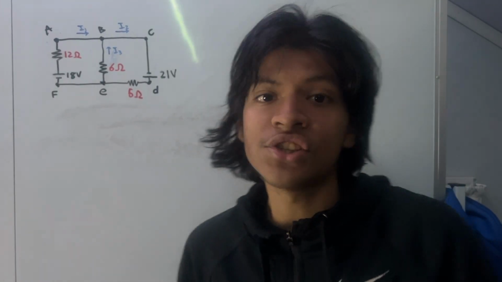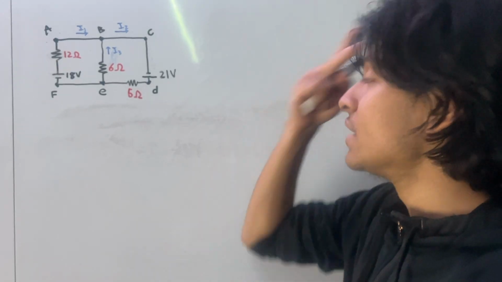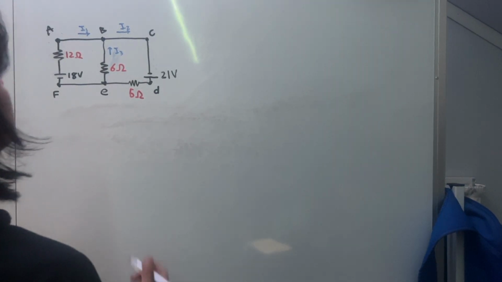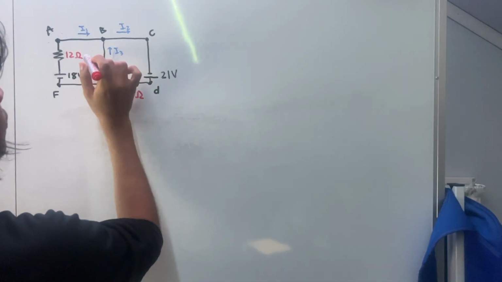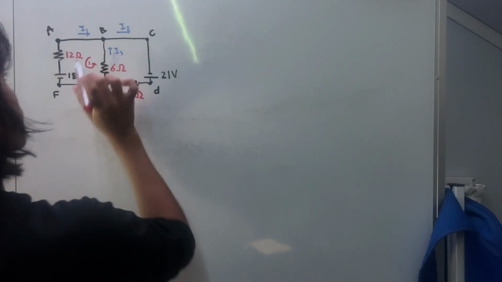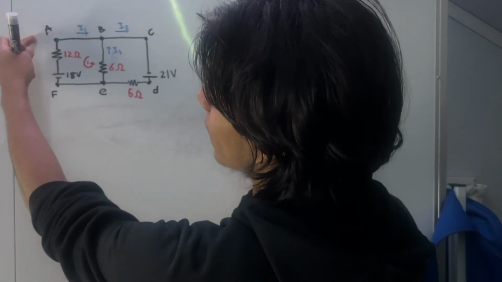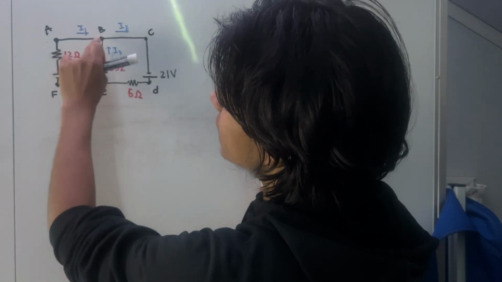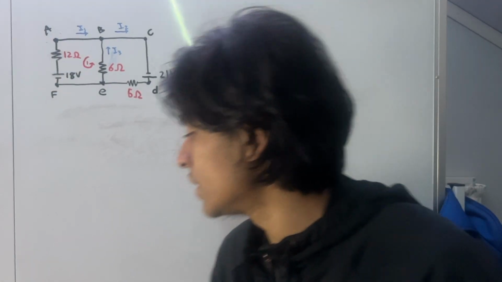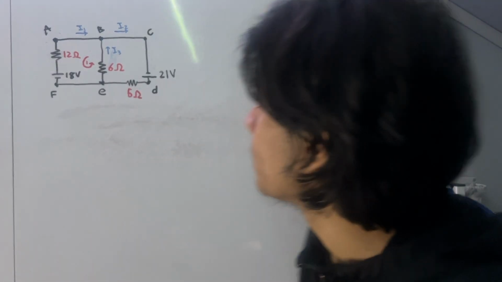So let's start off by drawing the equations when we use the loop rule. Here, this is just going to be a random loop that I draw. We're going to be going from A to F to E to B and then back to A. Let's write out the equation for that real quick.